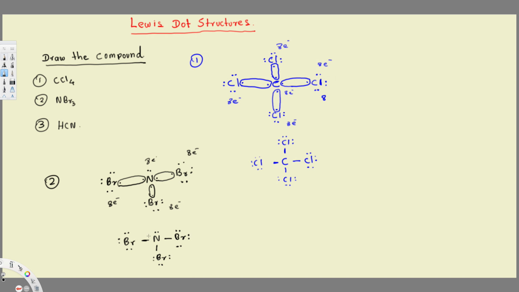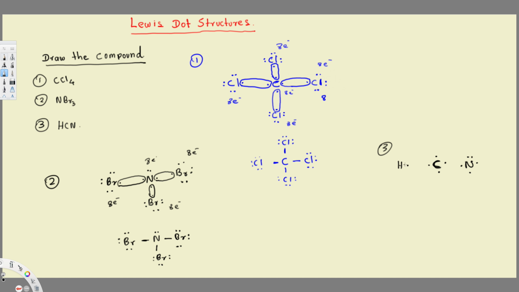So let's see what happens to the HCN. So C is going to be in the middle. And let's put H right here. And let's put N right here. H has 1 valence electron. So let's put the 1 right here. And carbon has 4 valence electrons. 1, 2, 3, 4. And N has 5 valence electrons. 1, 2, 3, 4, 5.